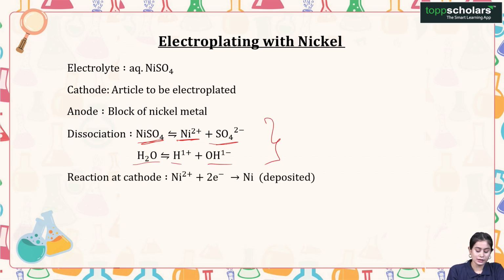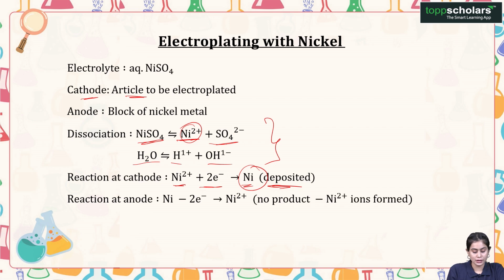Important reactions. Reaction at the cathode, what will happen? Ni2+ which is there will gain electrons and form nickel metal, and that will be deposited. This is what we want, right? We keep the article at the cathode so that nickel is deposited on that. That is your electroplating. And what is happening at the anode? Your Ni is losing electrons and forming what? Ni2+. Your anode is nickel metal, pure. It will lose electrons, and from that metal atom it will form ion. Which ion? Ni2+ ion. So no product, what you get is Ni2+ ion formed. Okay, so I hope electroplating with nickel is clear.